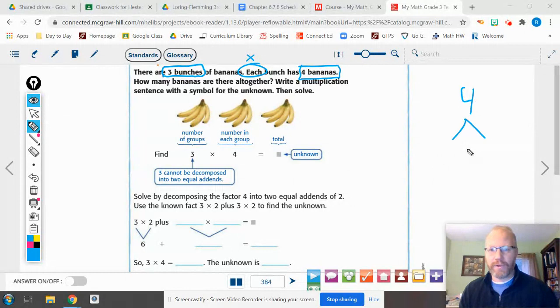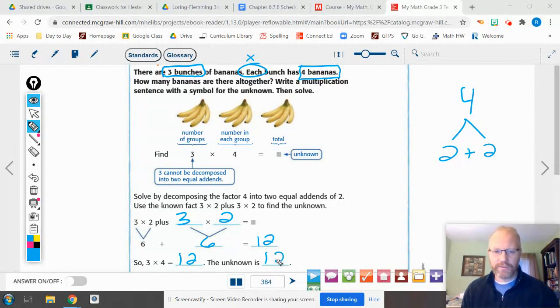So 4 can be broken into what 2 addends that are the same? 4 can be broken into 2 plus 2. Since you have 2 plus 2, now you have 3 times 2 plus 3 times 2. 3 times 2 equals 6. 3 times 2 equals 6. I hope you're seeing the pattern here. 6 plus 6, what is it? 12. So 3 times 4 is 12.